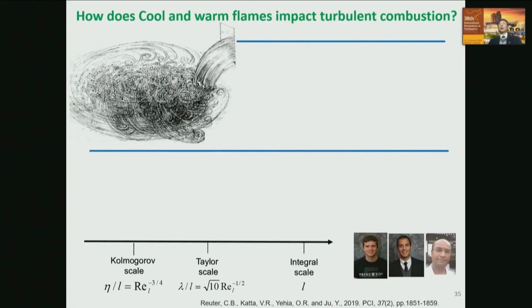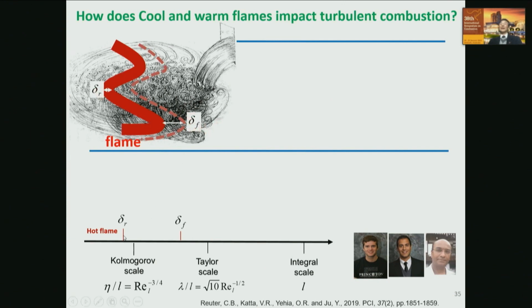A lot of people talk about turbulent combustion because it has two thicknesses, the reaction zone thickness and the preheating thickness. And normally, in normal conditions, the reaction zone thickness is even smaller than the Kolmogorov scale.